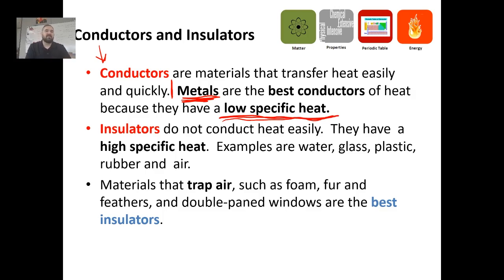So the opposite of a conductor is going to be an insulator. Insulators do not conduct heat easily. They have a high specific heat. Examples of insulators are going to be things like water, glass, plastic, rubber, and air. Water is not an insulator when we're talking about electricity because you've seen water conduct electricity. But water will insulate heat. That's why engines run water to keep the engine cool.